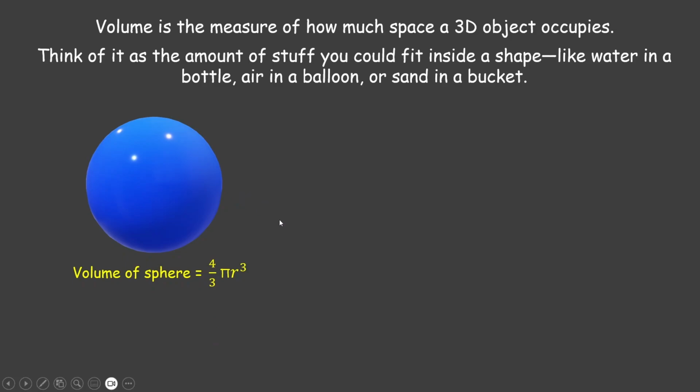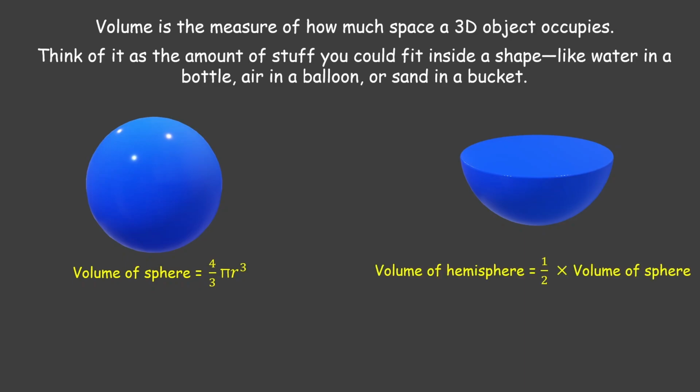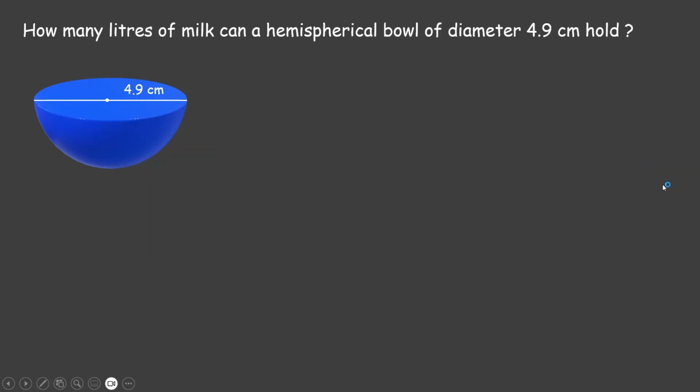Now, if you think about a hemisphere, which is literally half a sphere, its volume or the amount of space it occupies will be exactly half of volume of sphere. So half of 4 by 3 pi r cube is 2 by 3 pi r cube. Therefore, volume of a hemisphere is given by 2 by 3 pi r cube, where r is once again the radius of the hemisphere. Let us look at one example.